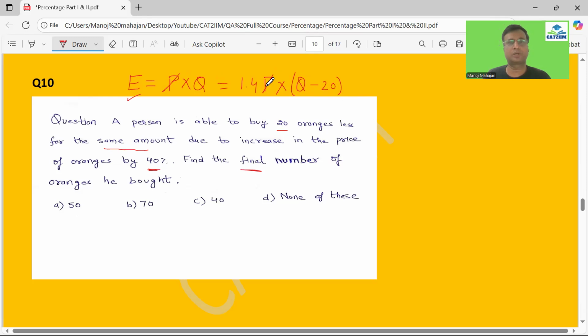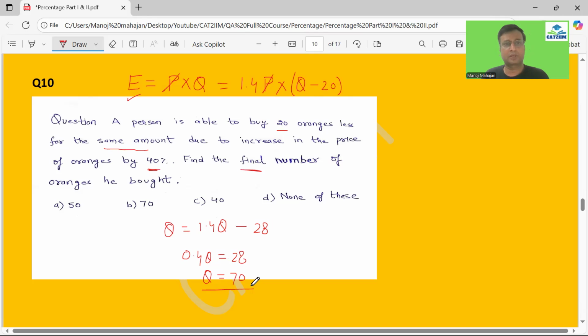So can I rule out the variable P over here? So my Q would be nothing but 1.4 Q minus, I would be having 1.4 multiplied by 20, which would give me what? 28. So what I have is 0.4 Q would be nothing but 28. So if I further simplify, I would be able to figure out the value of Q, that is 70.